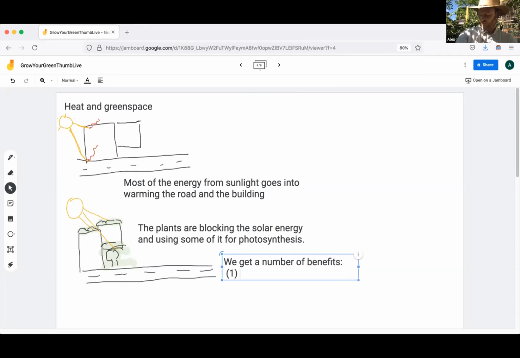So for one, we get cooler buildings and temperatures. We don't have to run the air conditioning as much, so we have lower electrical bills and less energy usage for air conditioning.